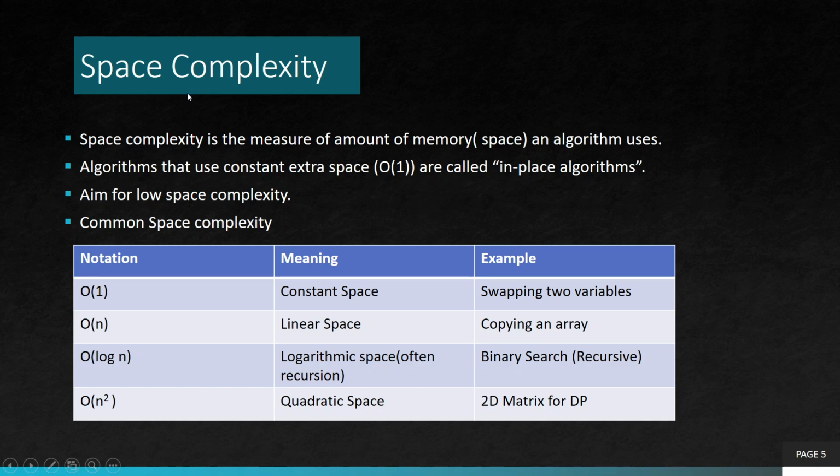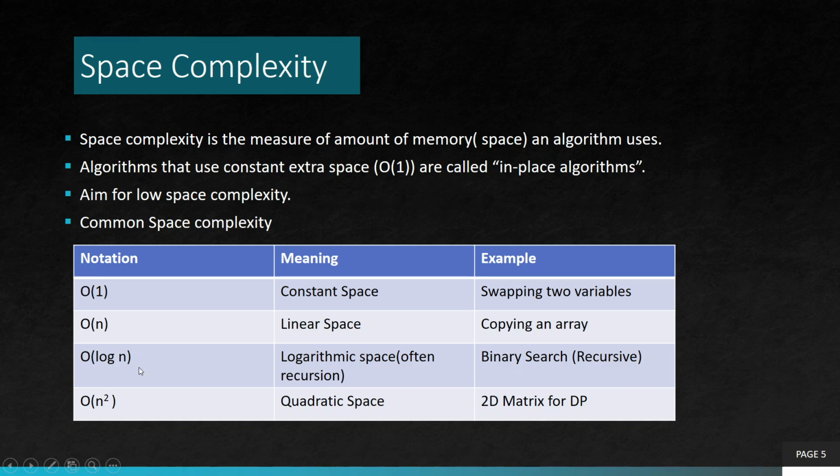Space complexity is the measure of the amount of memory or space an algorithm uses. Algorithms that use constant extra space, that is O of 1, are called in-place algorithms. We always aim for low space complexity. Some common space complexities are big O of 1, meaning constant space, which means with respect to input, the space will not change. An example is swapping of two variables. Then there is big O of n, meaning linear space. When we use an array, like a copy of an array, it is big O of n space complexity.